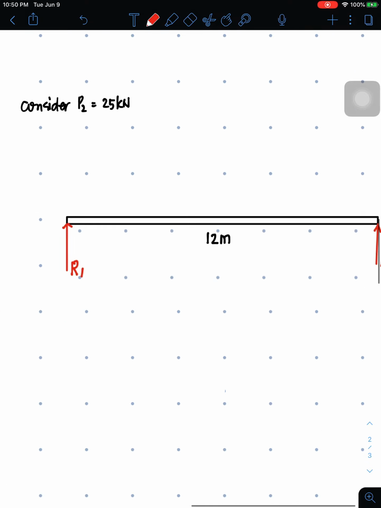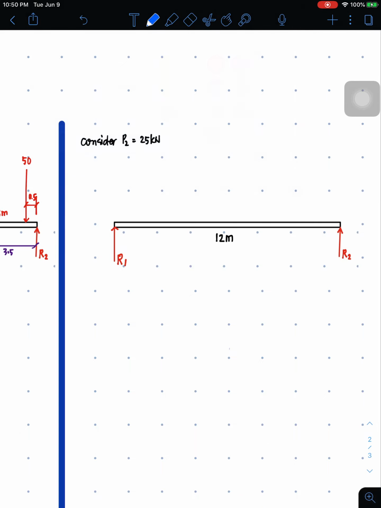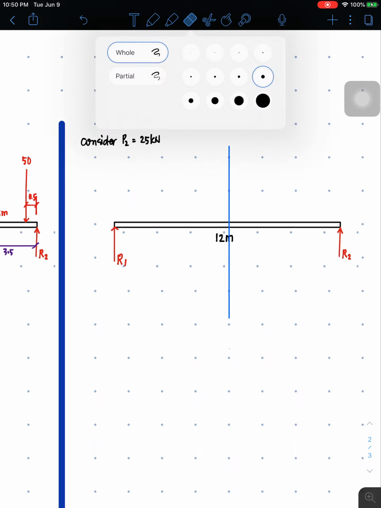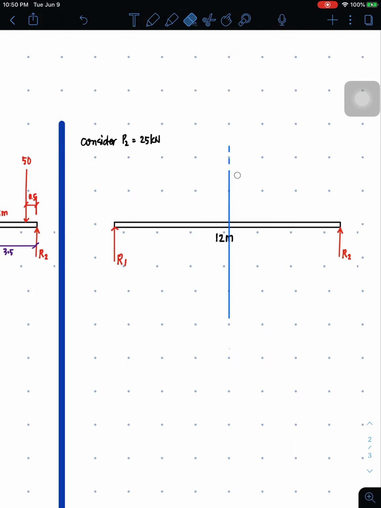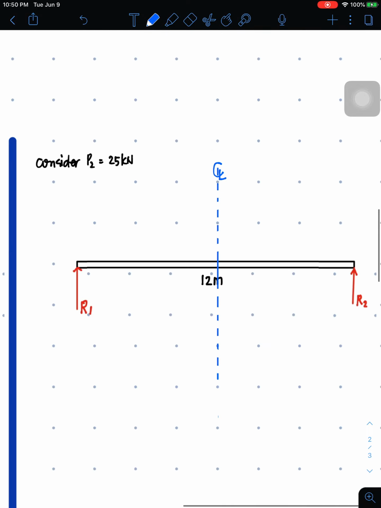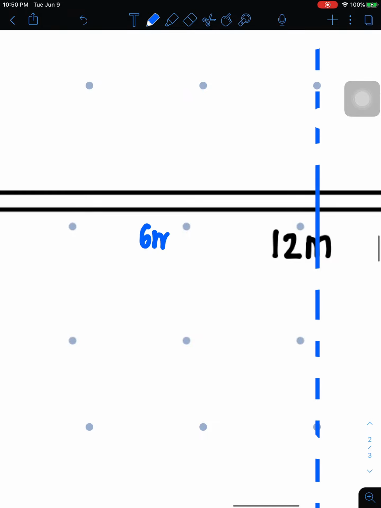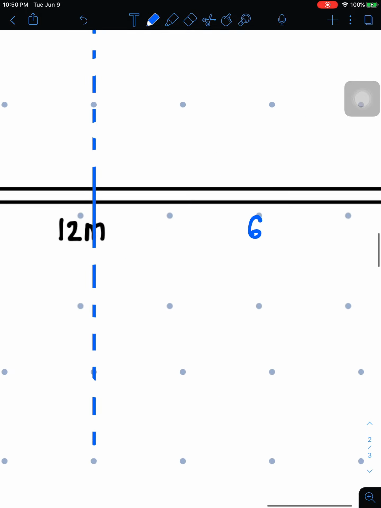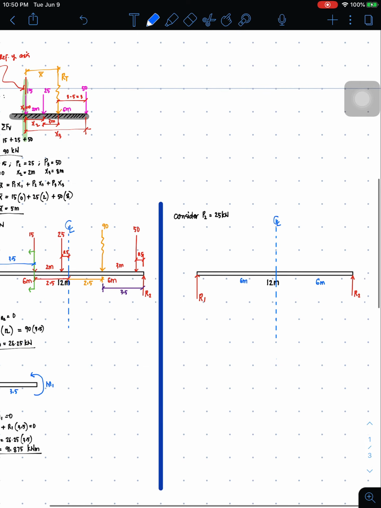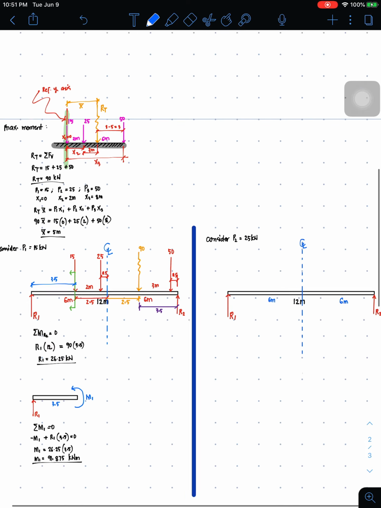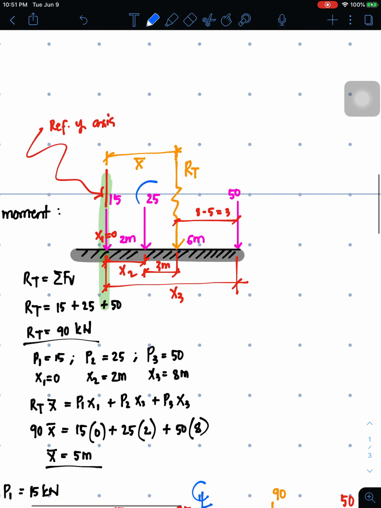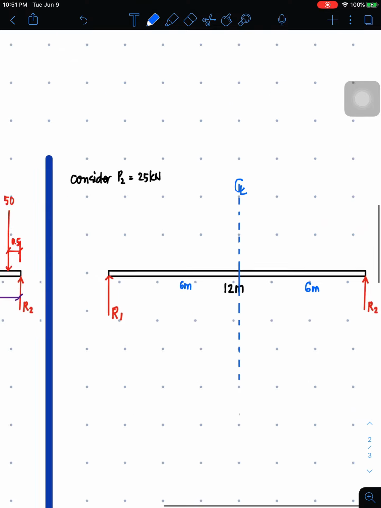And then we're gonna place it at the center line of this structure. So I'll make a center line. I'll just cut or erase some of the lines so you can create a broken line, and this represents the center line, and that divides 12 meters into 2 parts, 6 meters on both sides. Next, I'll place the resultant. So the resultant is at the right side and 25 is on the left side of the center line. So right side.